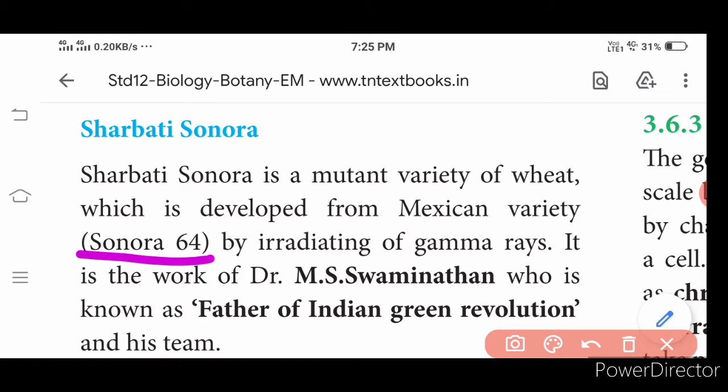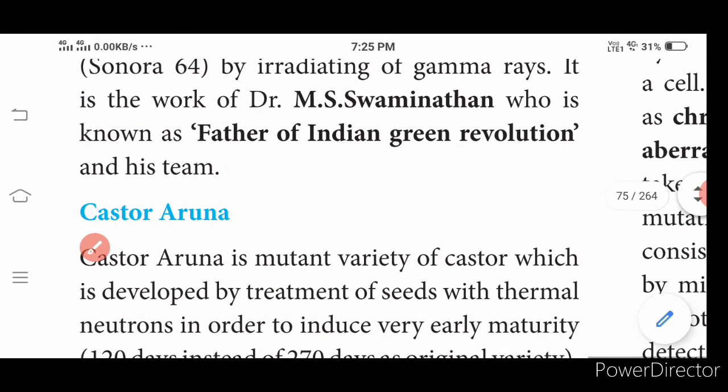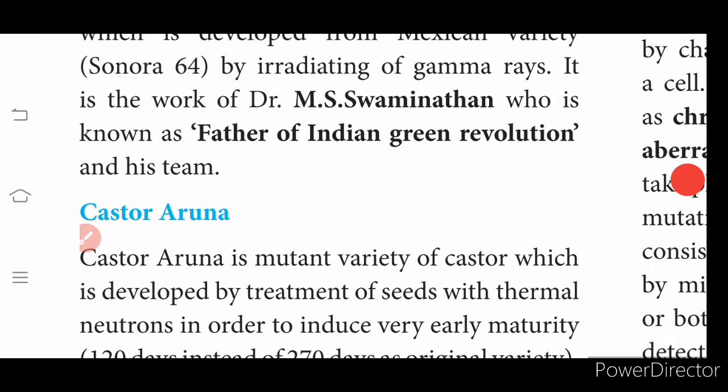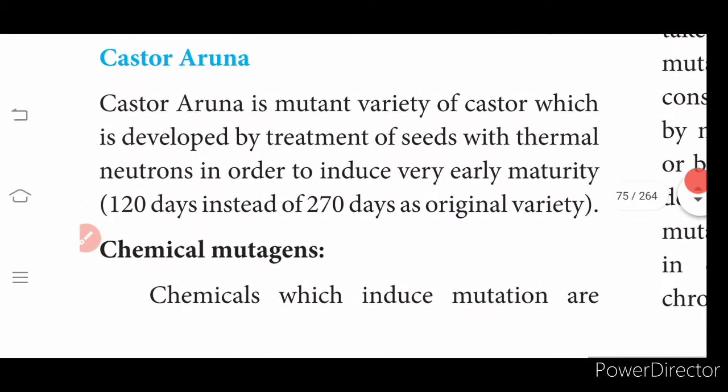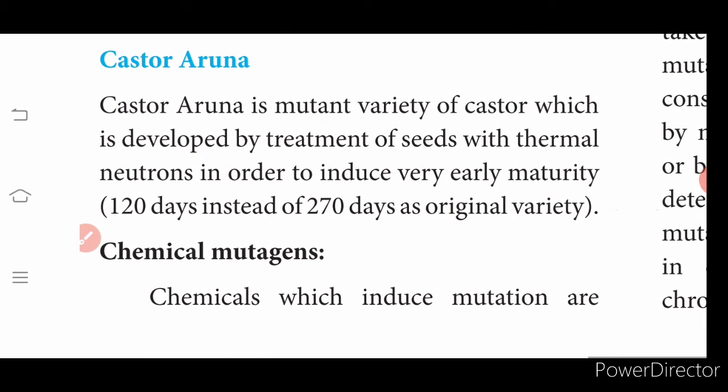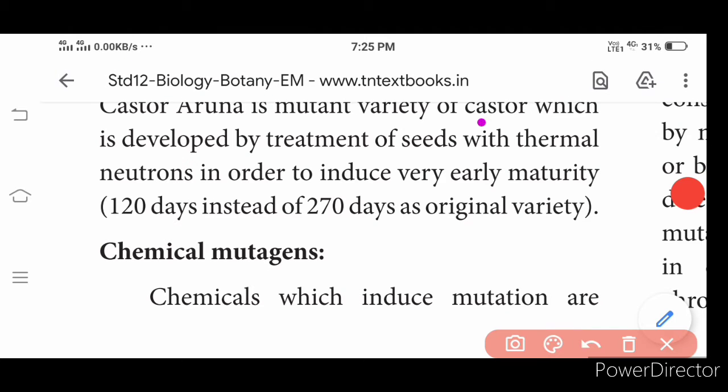What radiation are you showing? Gamma rays. Do you follow? So the Mexican variety Sonora 64 is shown gamma radiation so that it forms the Charbati Sonora variety. It was done by M.S. Swaminathan, the father of the Indian Green Revolution. Castor Aruna is a mutant variety of castor. It was developed by treating seeds with thermal neutrons in order to induce very early maturity.